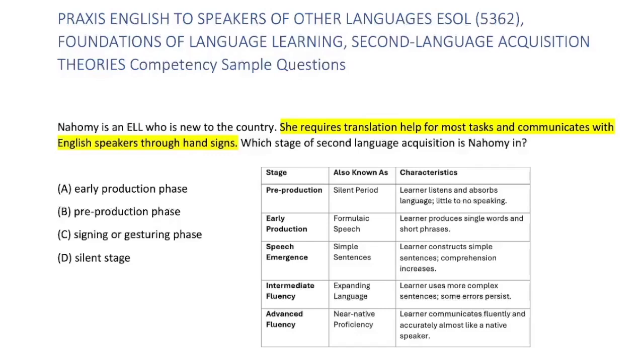So a refresher here would be reviewing the 5 stages of second language acquisition, in which I've put this chart up here for you to review. After looking through the chart, you can see there are 2 options we can immediately cross off, which would be option C and D. When looking at the second language acquisition stages, there is no signing or gesturing phase, so option C would be incorrect. And option D, they refer to as the silent stage, is also there to throw you off. Pre-production is a stage, and silent period is what is often referred to, but those 2 are just there to throw you off course. We can also eliminate option A, early production phase.